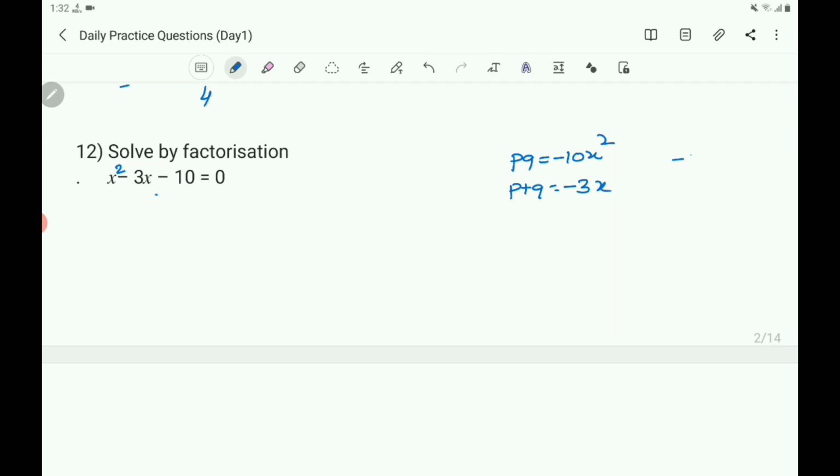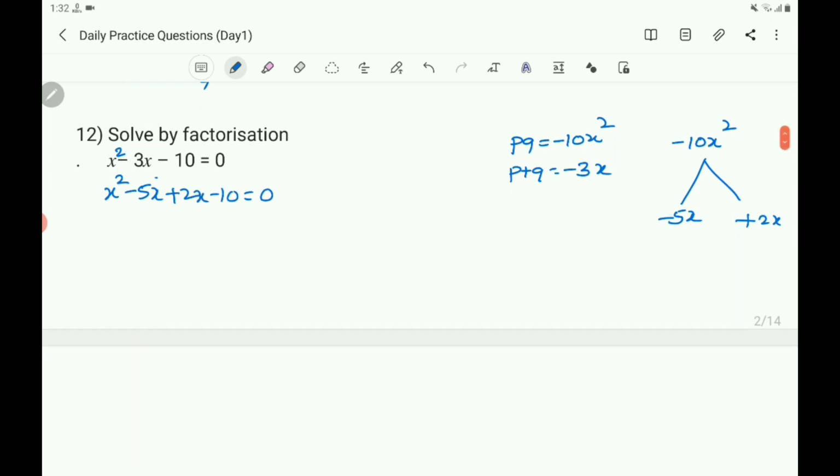Then you take the factors of minus 10x square. You know that 5 twos are 10. As the product is negative, the factors have different signs, and the greater factor has the sign of the middle term. So you have minus 5x plus 2x. So it is x square minus 5x plus 2x minus 10 equals 0.